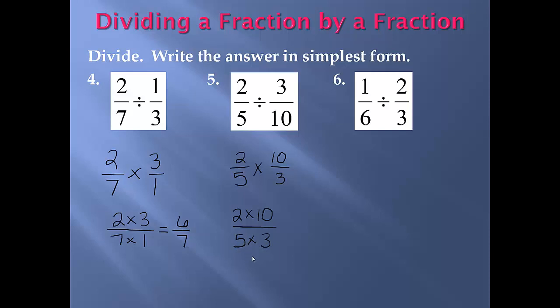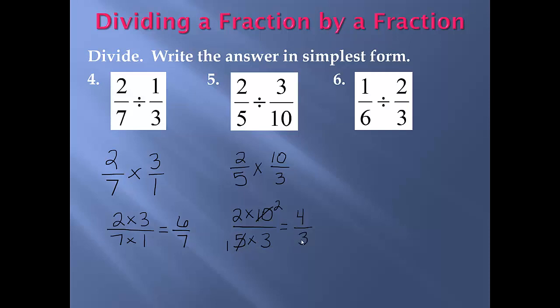Our next step is to see if we can simplify. We have a 5 on the bottom, so in the denominator, and we have a 10 in the numerator. We can divide 10 and 5 both by 5. So we'll go ahead and simplify those two numbers. 5 divided by 5 is 1, and 10 divided by 5 is 2. Now we can go ahead and multiply. 2 times 2 equals 4, and 1 times 3 is 3.